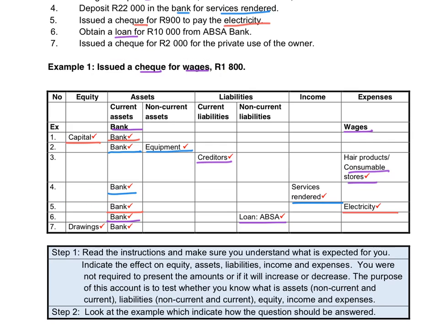Issued a check for 2,000 for the private use of the owner. Check will be bank. If it's for the owner's own use, it means that it will be drawings. So if the owner gives money to the business, it's capital. If he takes from the business, it's drawings. And this was cash, so it will affect my bank account.